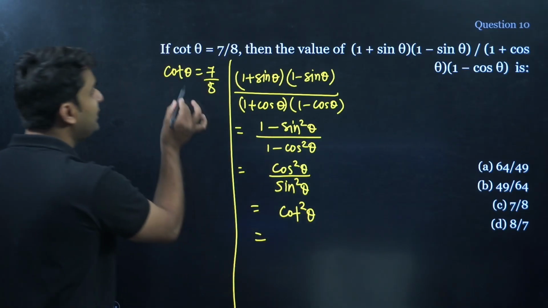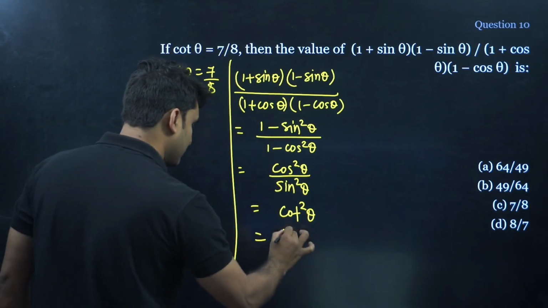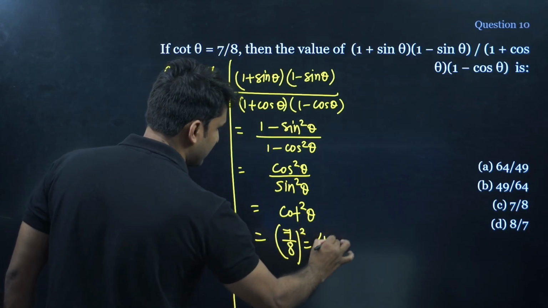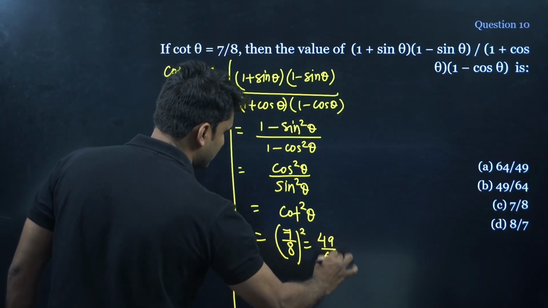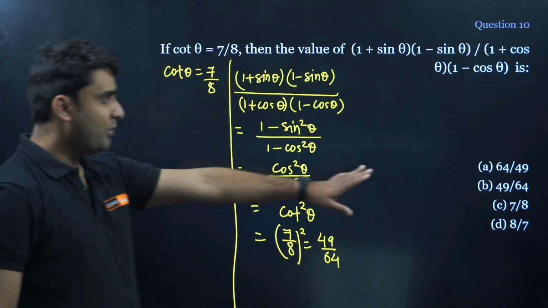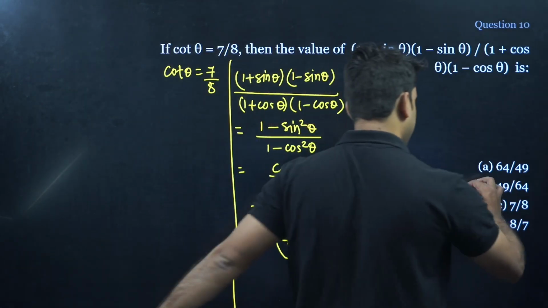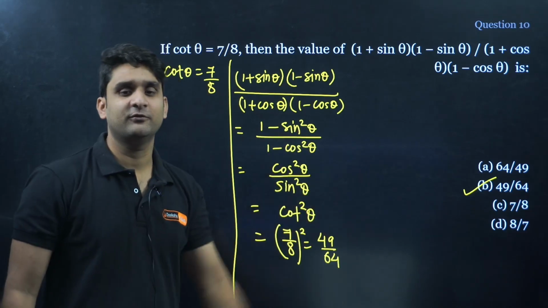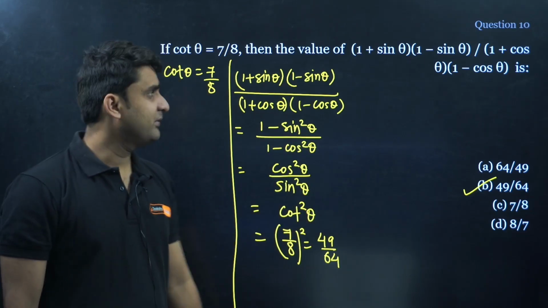Now, can you see here, cot theta is equal to 7 by 8. So its square will be 7 by 8 whole square. So 7 square is 49, 8 square is 64. This is the answer. Option number B will be the correct answer, 49 by 64. Clear, everyone? Okay, moving ahead.